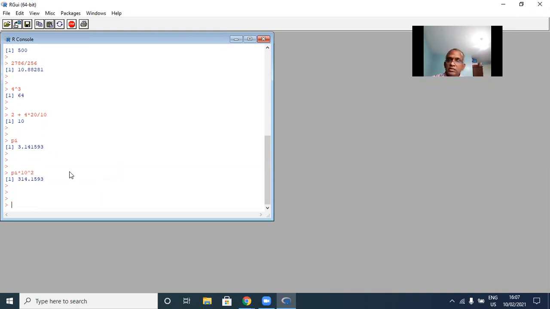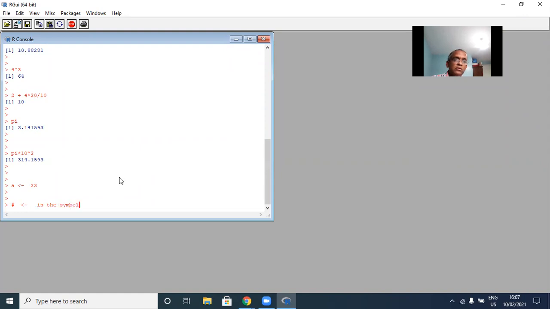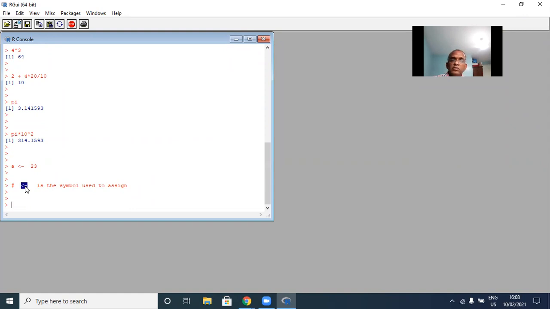Okay, now the next thing I'm going to talk about is how to create objects in R, right? All right, so for example, this command here creates an object called A, which is assigned the value 23. This backward arrow, which is this one here, is the symbol that is used to assign something to something, right?